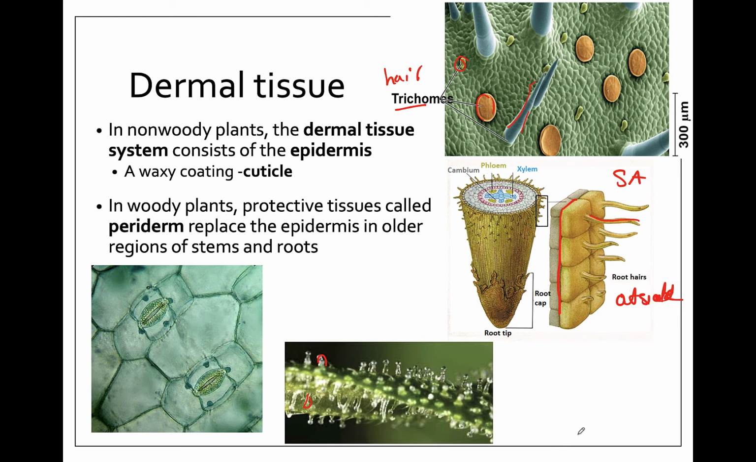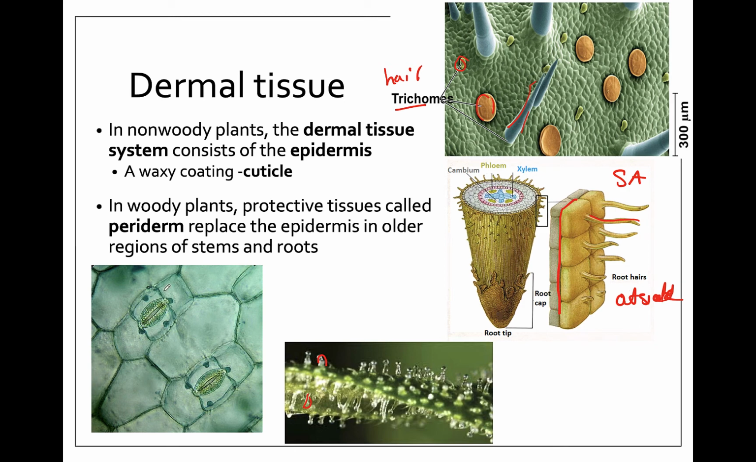And they function for different reasons. Sometimes they help to reduce water loss. Sometimes they reflect light to help protect the photosynthetic pigments. They can be spiky and pointed and defend against insects. They can have toxic compounds in them to, again, help defend against herbivores.